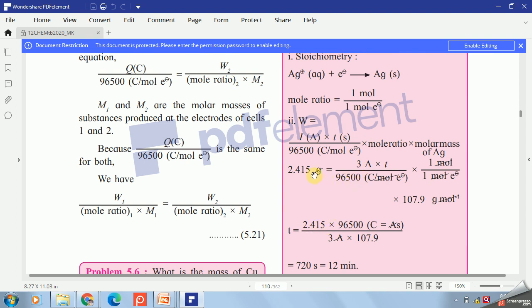So T is equal to 2.415. Transfer the denominator value to the left side, so multiply by 96,500, that is coulomb. Coulomb means current into time, so ampere second, you can write that unit also, divided by the numerator value 3 ampere into 107.9. So the answer is 720 second. Convert that into minutes or keep it in seconds, but don't forget to write the unit, that is second.